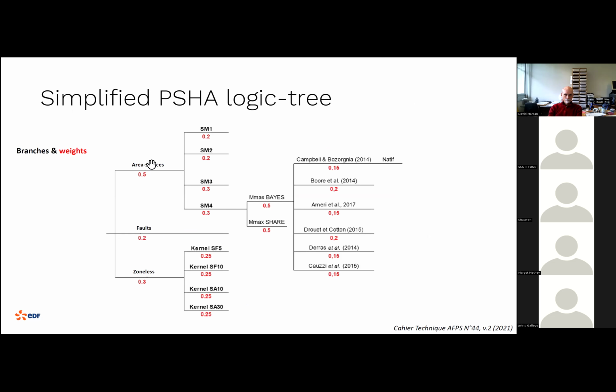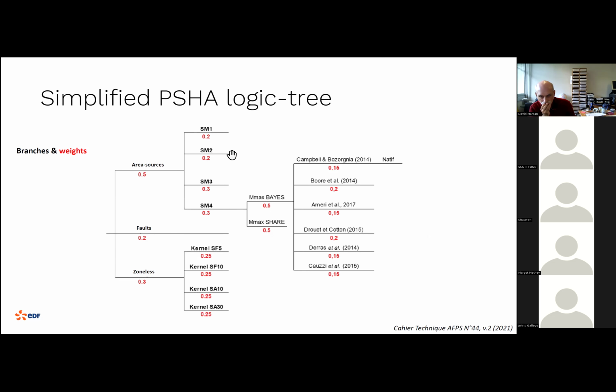Here is an example of a simplified logic tree for PSHA. So this is a complete PSHA logic tree, I mean, because it gathers branches for sources, but also for ground motion. And the logic tree for sources, for example, proposes three alternative models. One is the area source models with four alternative zonations. Another is the fault-based model, and another alternative is the zoneless model with different types of kernels.